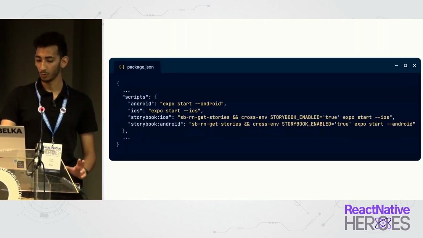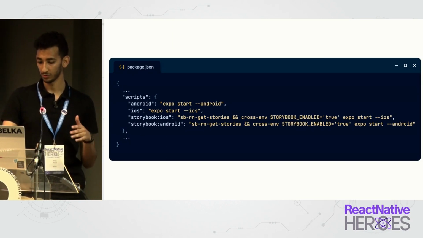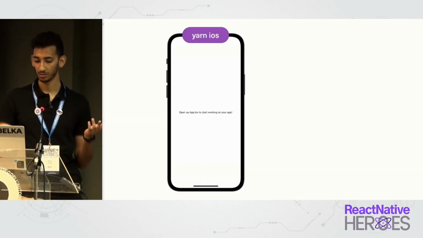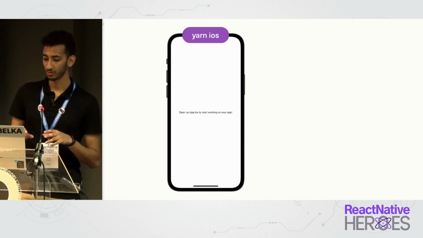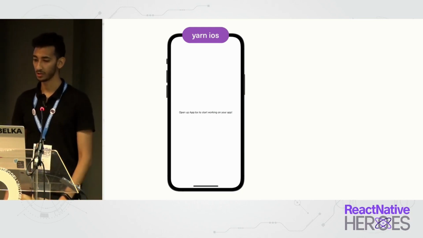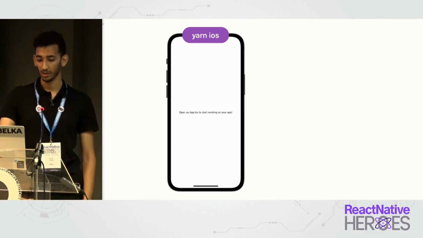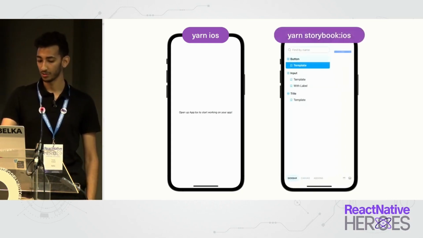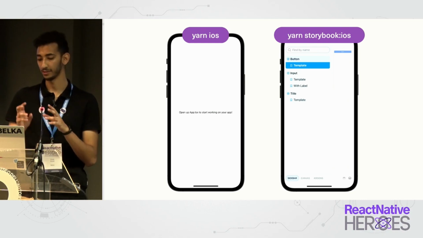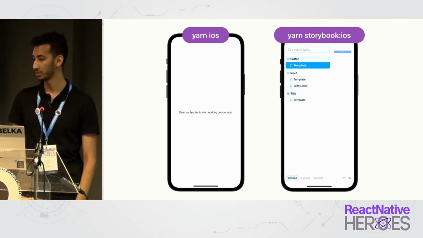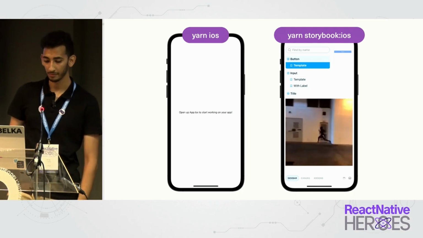Now, we can run our app just by changing the environment variable. When running the application with yarn ios, you should see this rendered on your simulator. And when running the application with yarn storybook ios, you should see Storybook up and running.